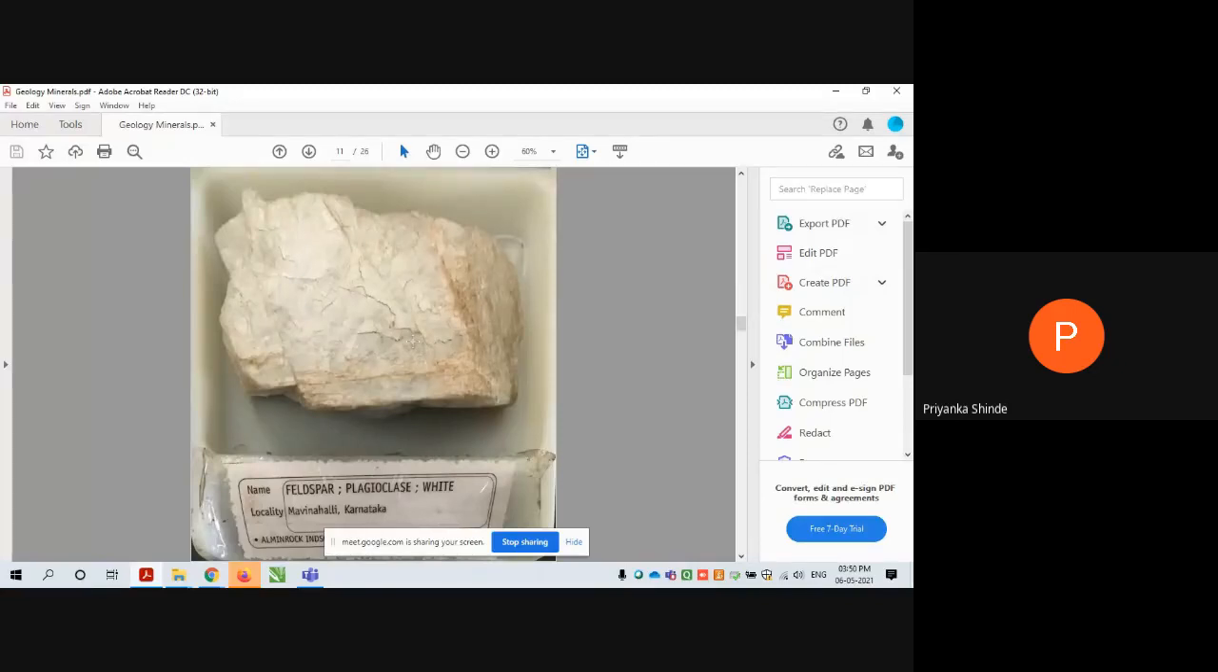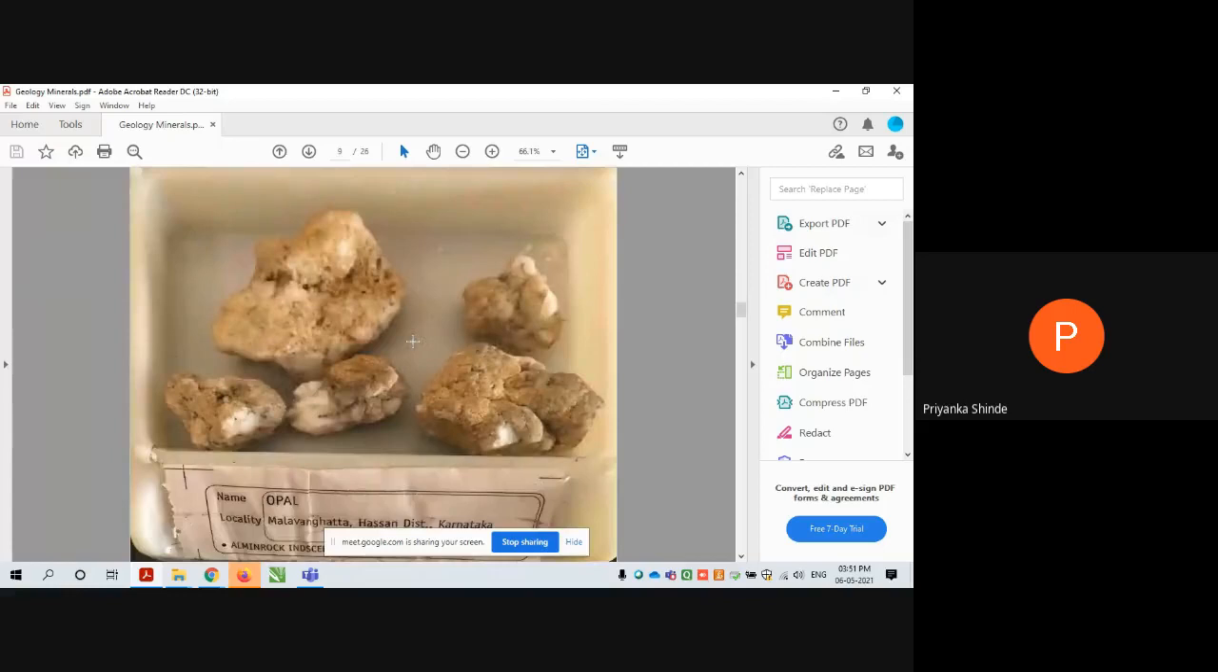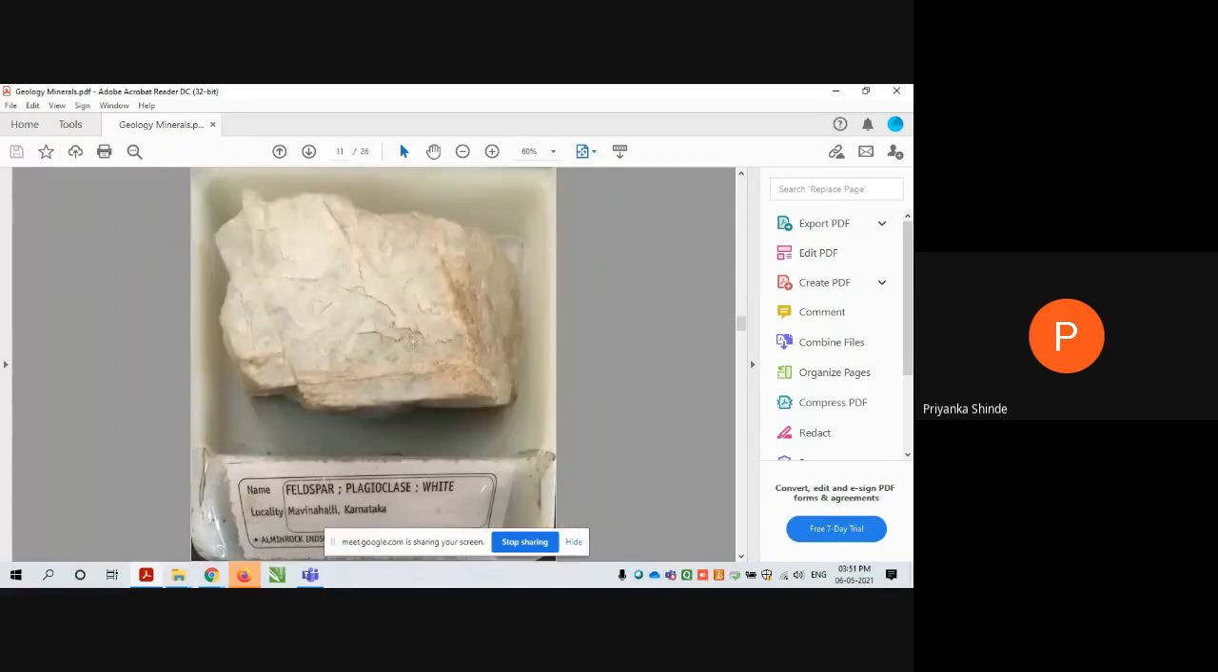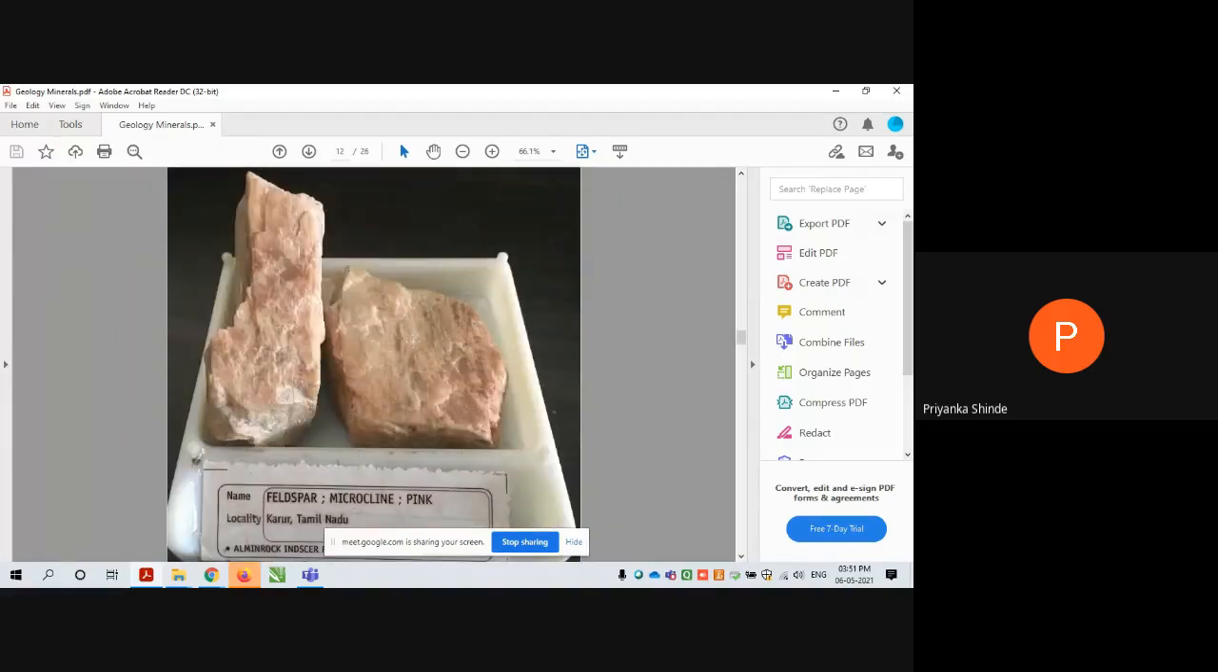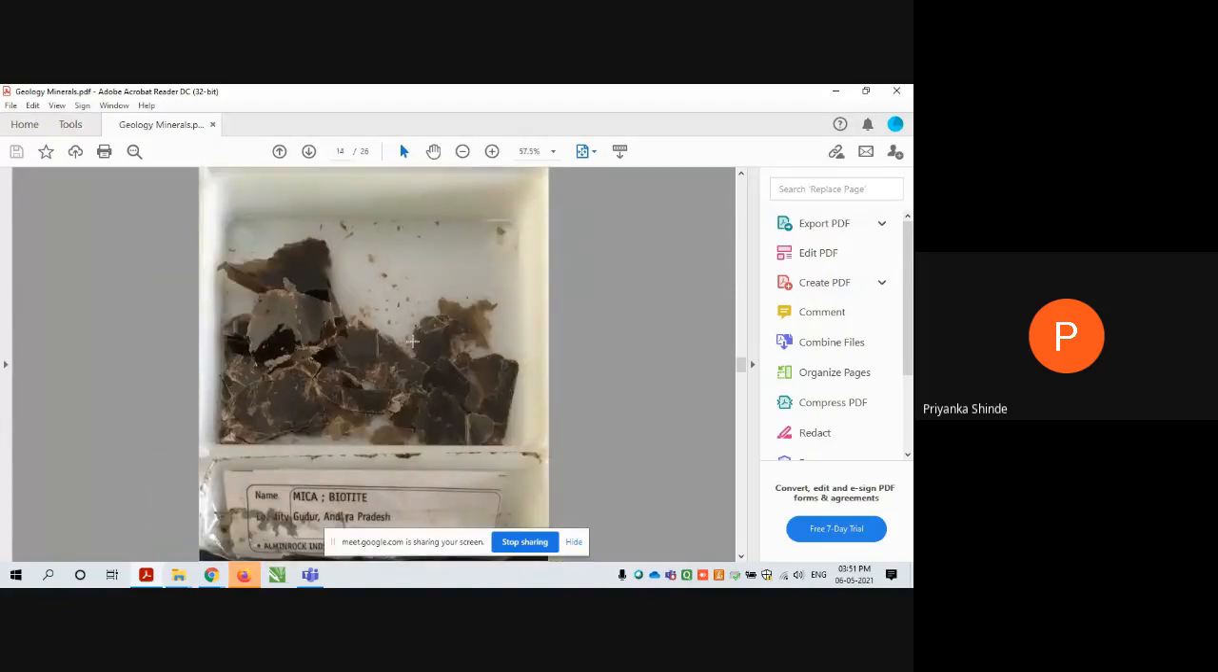So it is used in the ceramic industry, flooring tiles. Then it is used also in glass manufacturing, then the pottery industry. So all these are the main uses of the feldspar group. In this we have three: orthoclase, plagioclase and microcline. Then we'll move on to the next group of minerals, that is the mica group.